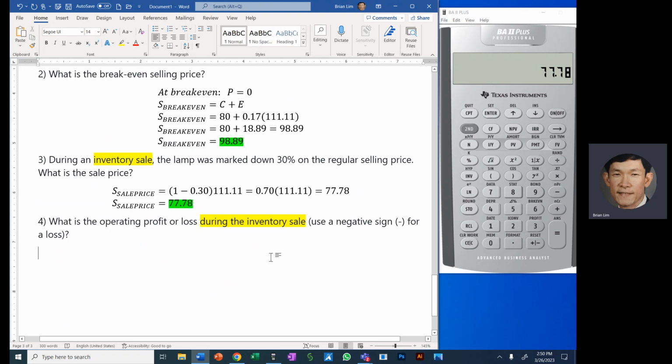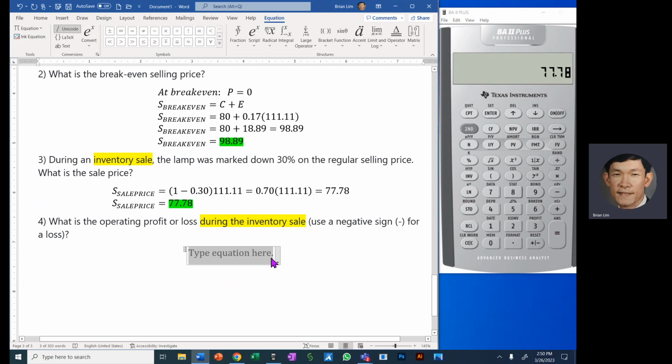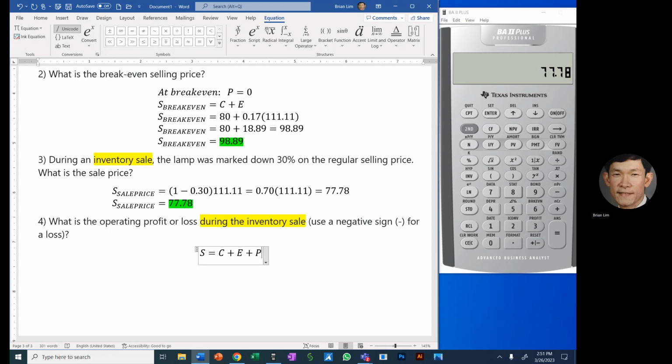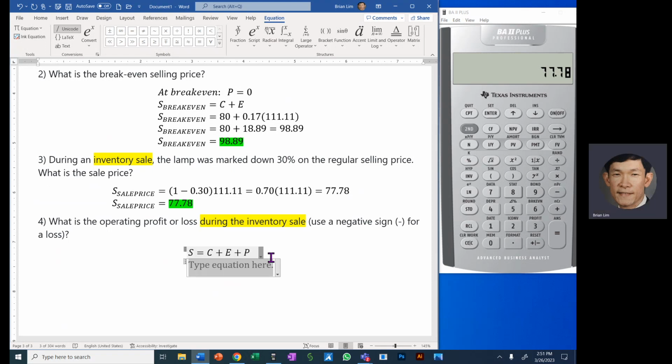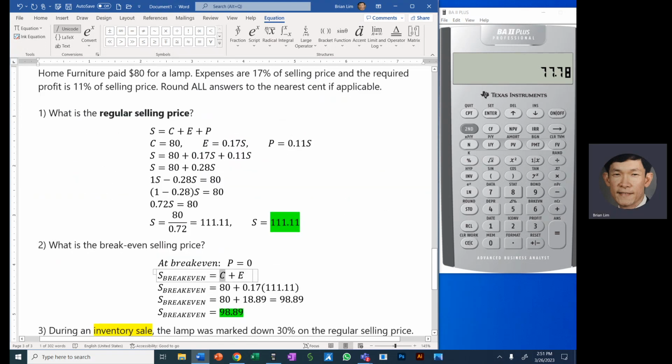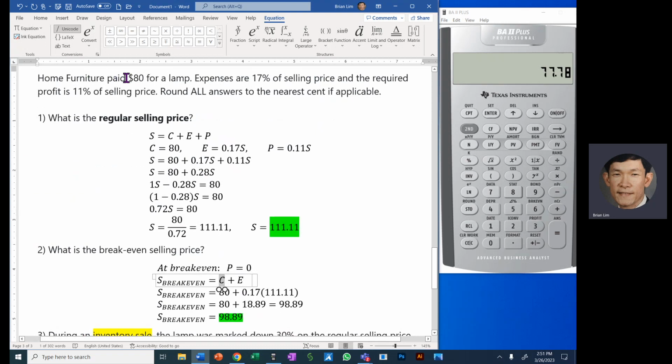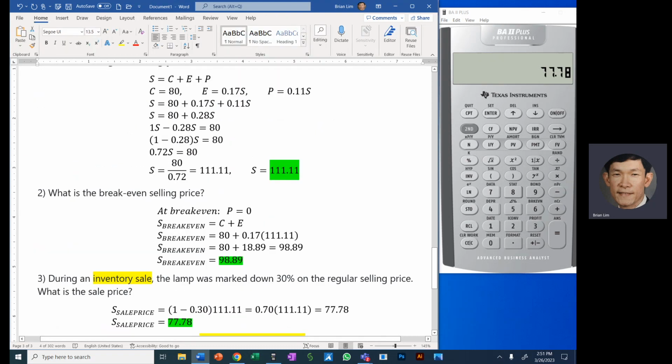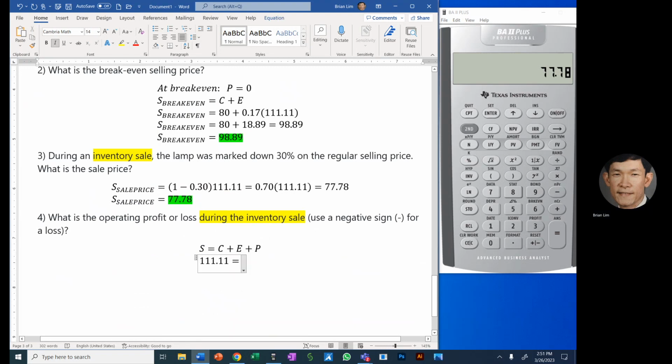So we know that S is equal to C plus E plus P. What is the selling price? The selling price is 111.11. What is the cost price? Well, you can get it right up here, it's 80. We could go all the way back if you wish and find out that the home furniture store paid $80 for the lamp. So 80 is indeed the cost.